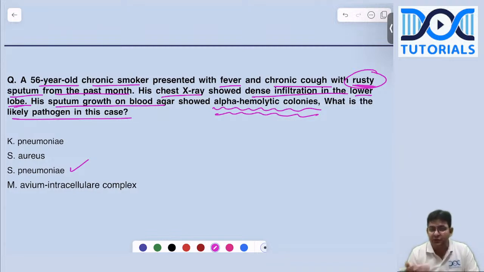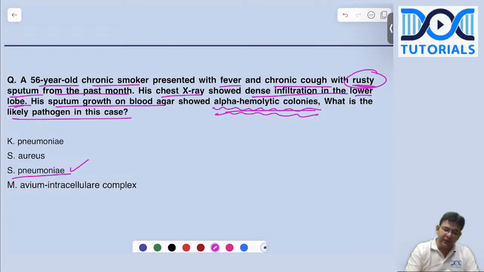And what is the most common cause of atypical pneumonia, guys? Mycoplasma pneumoniae, also termed walking pneumonia. And here the answer is what? Streptococcus pneumoniae. It shows alpha hemolytic colonies. It is an alpha hemolytic Streptococcus, first thing. It shows a Carrom coin appearance of the colonies on blood agar and chocolate agar.